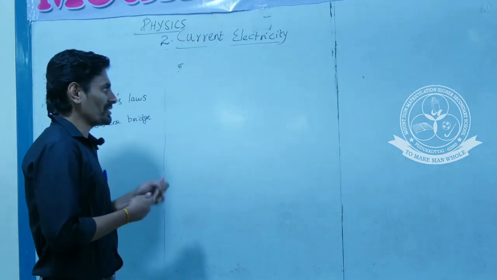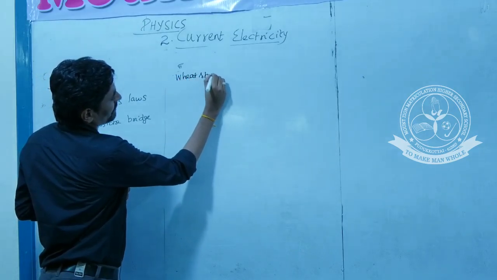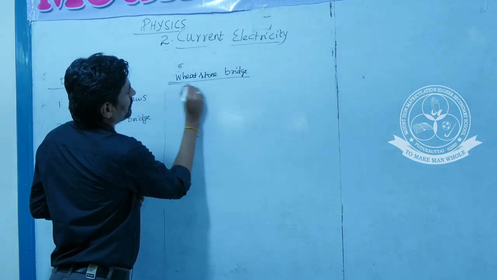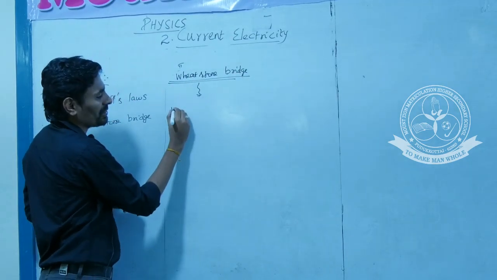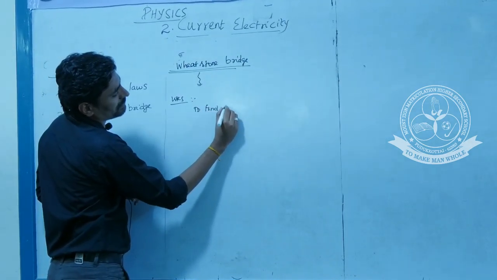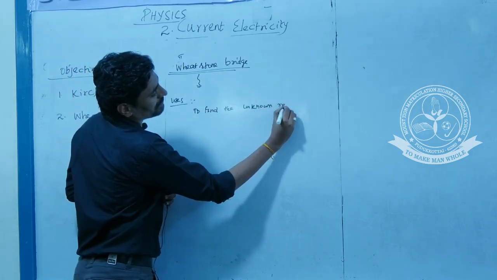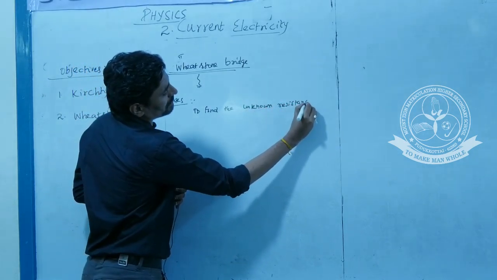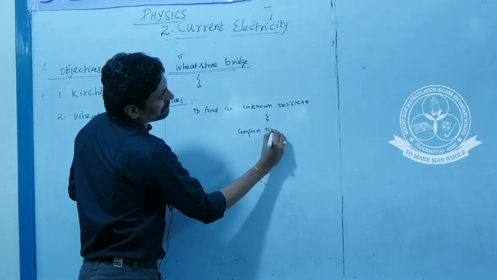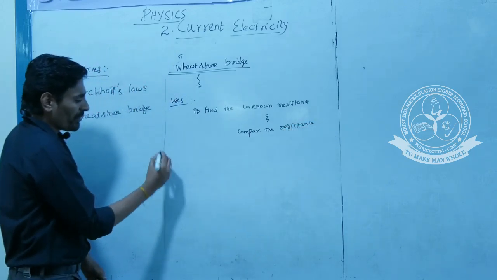So what is the Wheatstone bridge? There are 5 important questions. Why are we using the Wheatstone bridge? It is used to find the unknown resistance and compare the resistance. So we are studying the Wheatstone bridge.